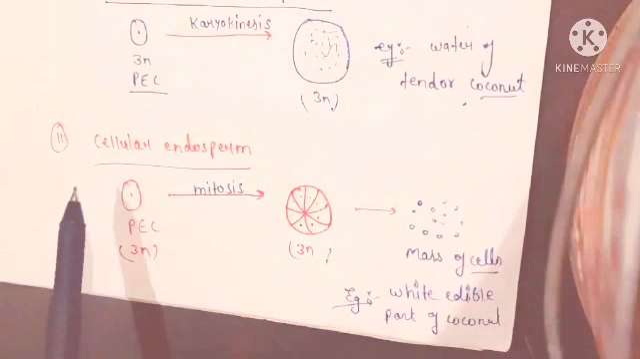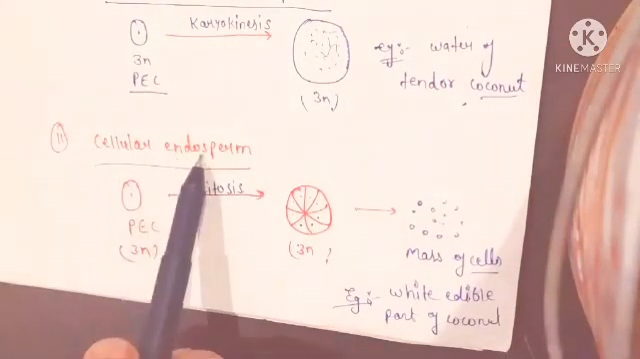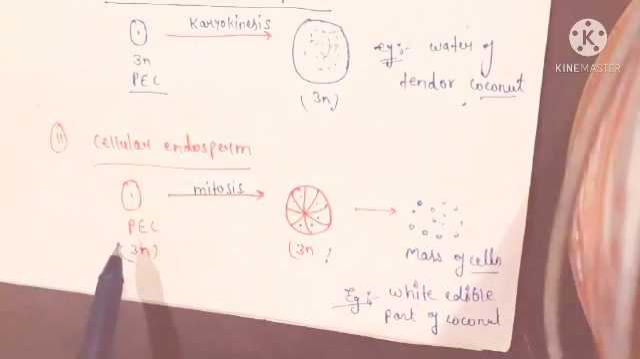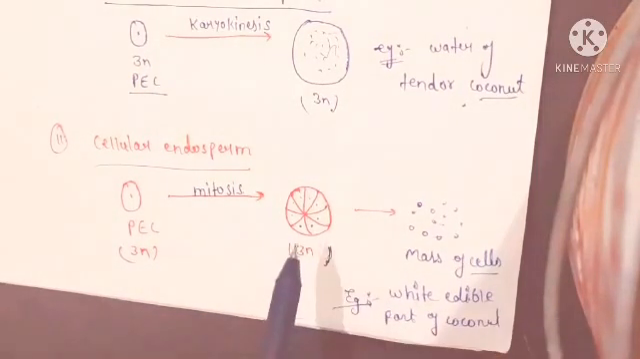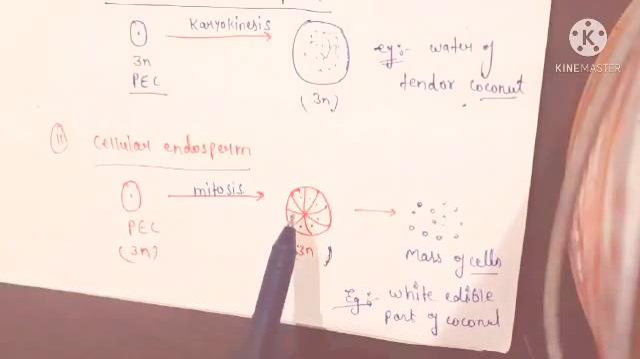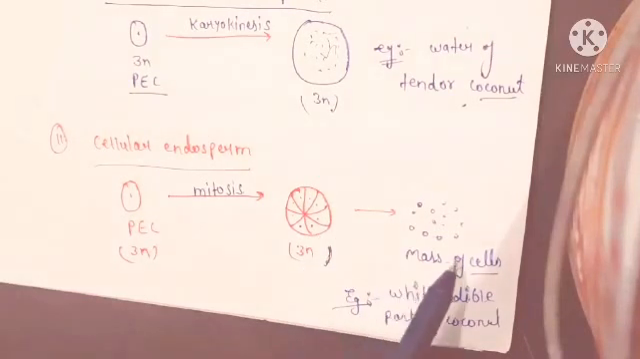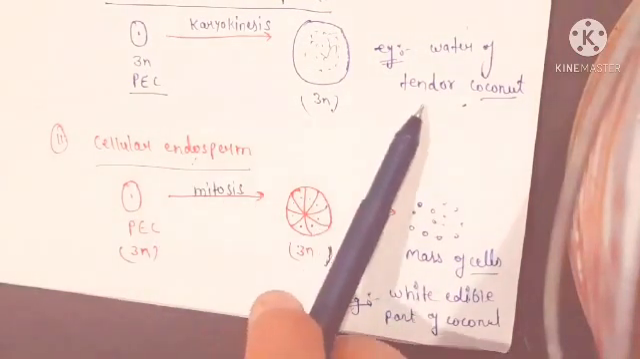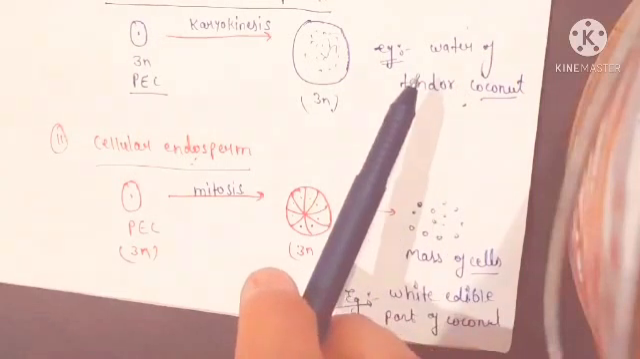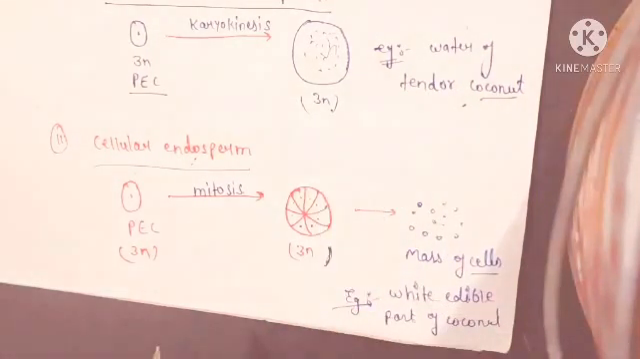After that, friends, we will discuss cellular endosperm. So what is cellular endosperm? Here, friends, in PEC, primary endosperm cell, mitosis takes place. So there is formation of 8 PEC, primary endosperm cells. After that, this mitosis continues to form a mass of cells. For example, you know the white edible part of coconut that we eat. That white edible part is an example of cellular endosperm. The water of tender coconut is an example of free nuclear endosperm.